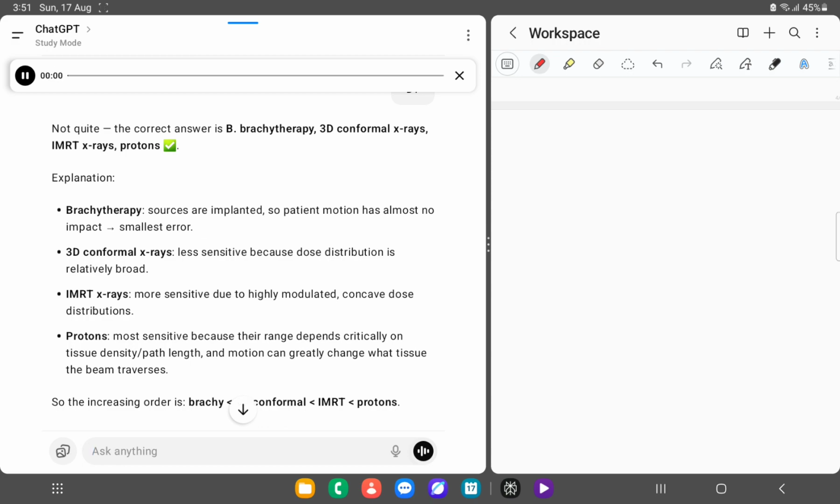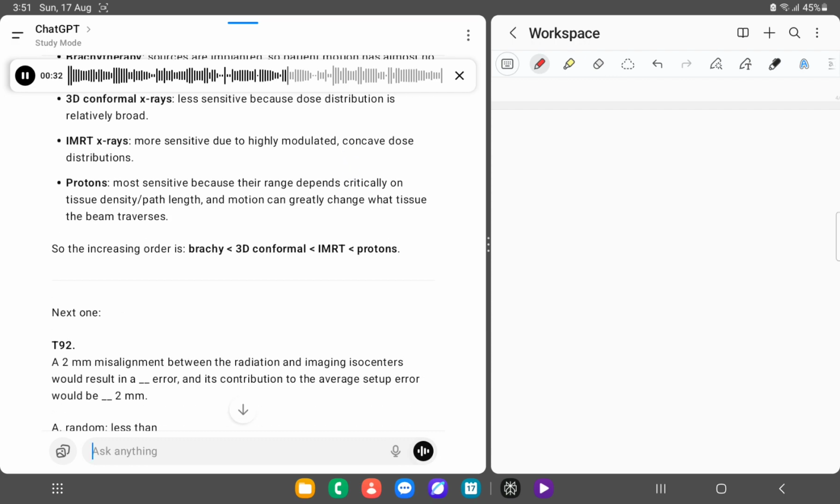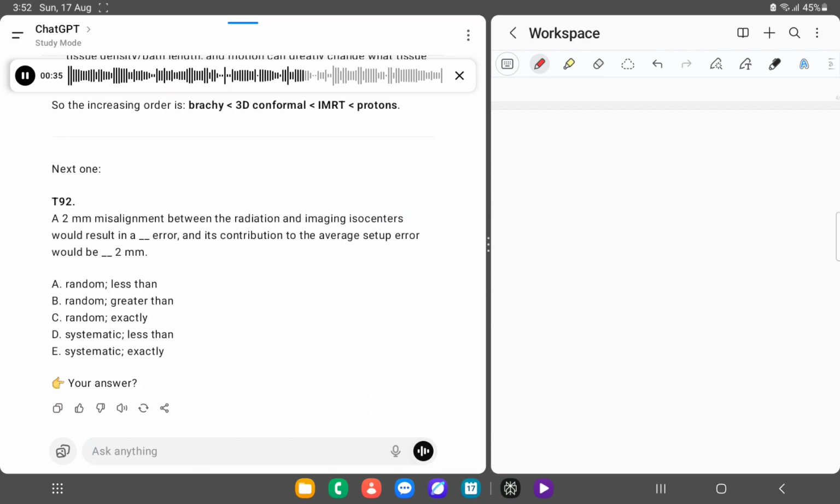Not quite. The correct answer is B. Brachytherapy, 3D conformal X-rays, IMRT X-rays, protons. Explanation. Brachytherapy sources are implanted, so patient motion has almost no impact, smallest error. 3D conformal X-rays, less sensitive because dose distribution is relatively broad. IMRT X-rays, more sensitive due to highly modulated concave dose distributions. Protons, most sensitive because their range depends critically on tissue density, and path length and motion can greatly change what tissue the beam traverses. So the increasing order is brachy, 3D conformal, IMRT, protons.